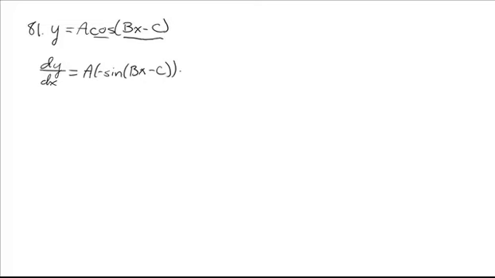The inside is bx minus c. Derivative of bx is just b. Derivative of c by itself, it's a constant by itself, so it's zero. So putting this all together, we have negative ab sine of bx minus c for our derivative.